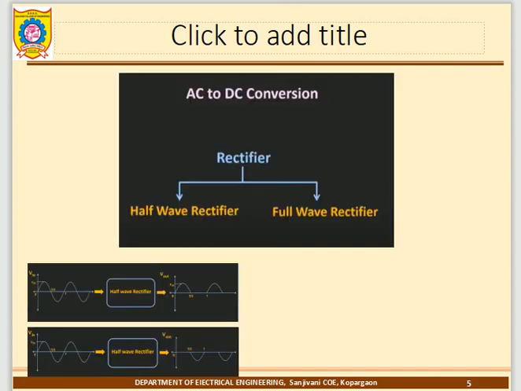The next one, types of rectifier. What are the types of rectifiers? Half wave rectifier and full wave rectifier. That is there in the unit. We are going to see in detail what a half wave rectifier and a full wave rectifier are in one more following video.